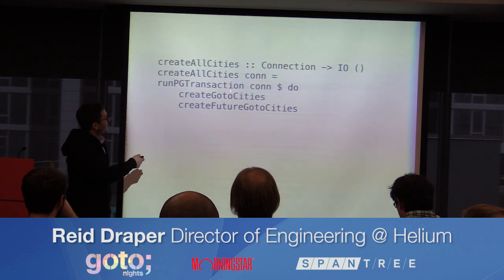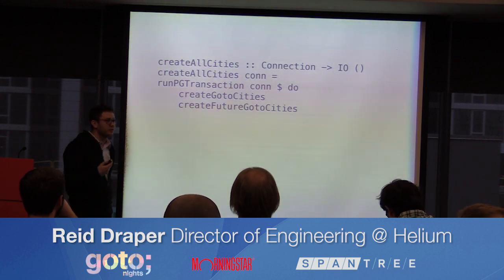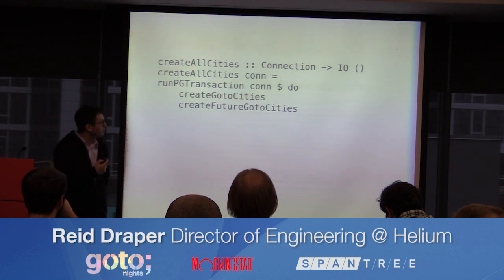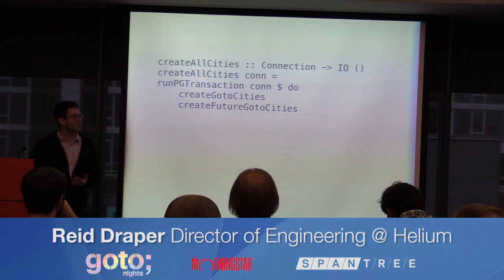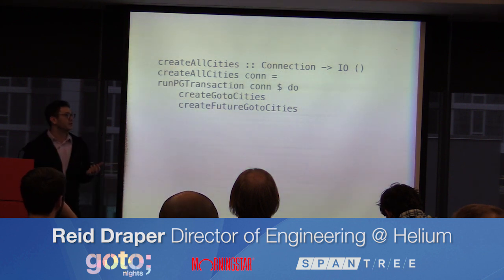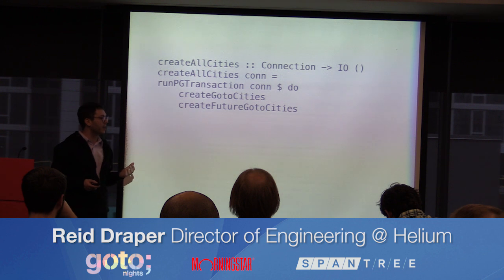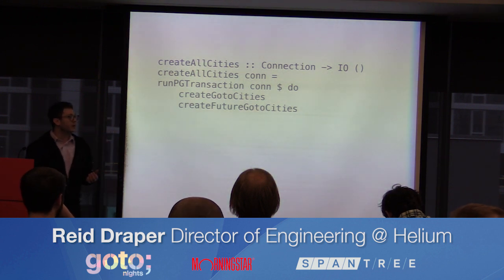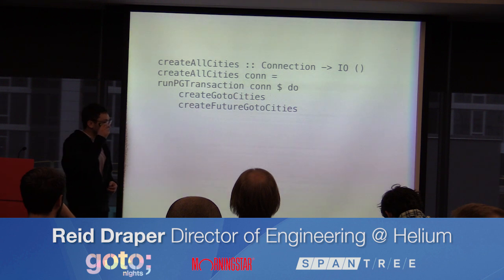We're going to call run PG transaction, pass in our connection, and now safely, with exactly one begin and one commit, we can create GOTO cities and create future GOTO cities, and nothing is really lost to us as a user of this. We're just using query and execute as we thought we were before, and we create these reusable components.